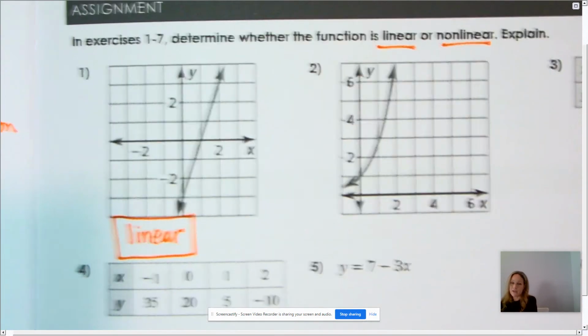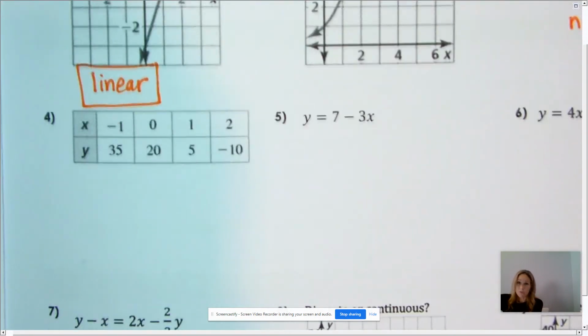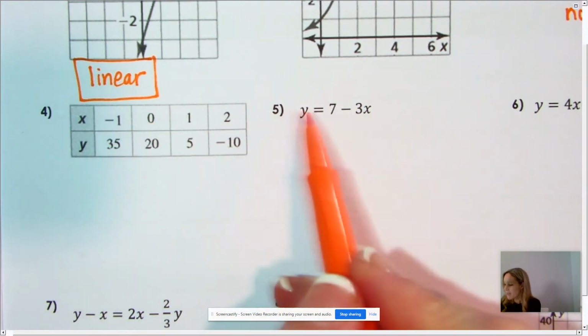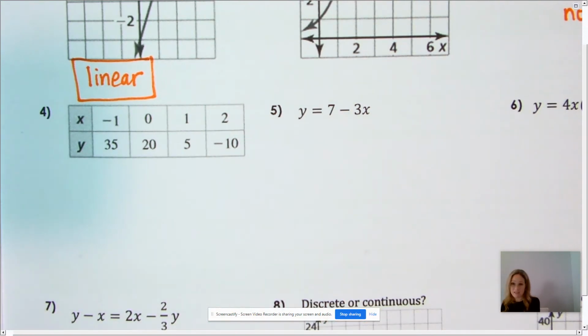Question 4, I'd like for you guys to try on your own. Do your best. You still have to do the odd or the even problems. I'm not going to give you the answer on those. So think about, does it have a common rate of change? It's okay if it's minus instead of plus, if it's still a constant rate of change.